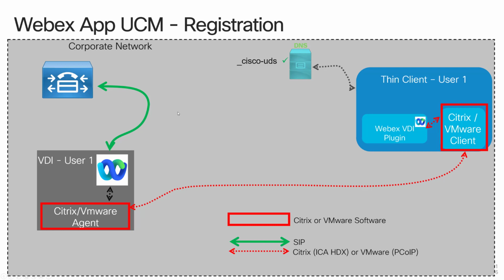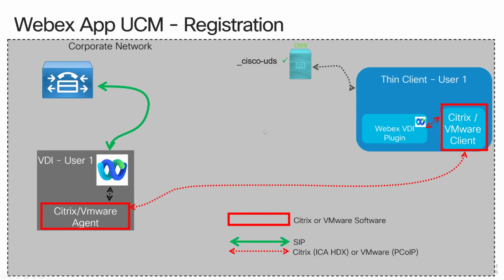So once again, the user wants to make a call, so the user can make a UCM call via the Webex app by their dial pad, by selecting a contact from their contact list, or perhaps it's receiving a call. During the call setup via SIP, the Webex app will set its media address in SDP as that of the thin client, where the Webex VDI plugin is running. So the Webex app is basically informing the other party during call setup that media termination will not happen on the VDI, it will actually happen on this thin client.